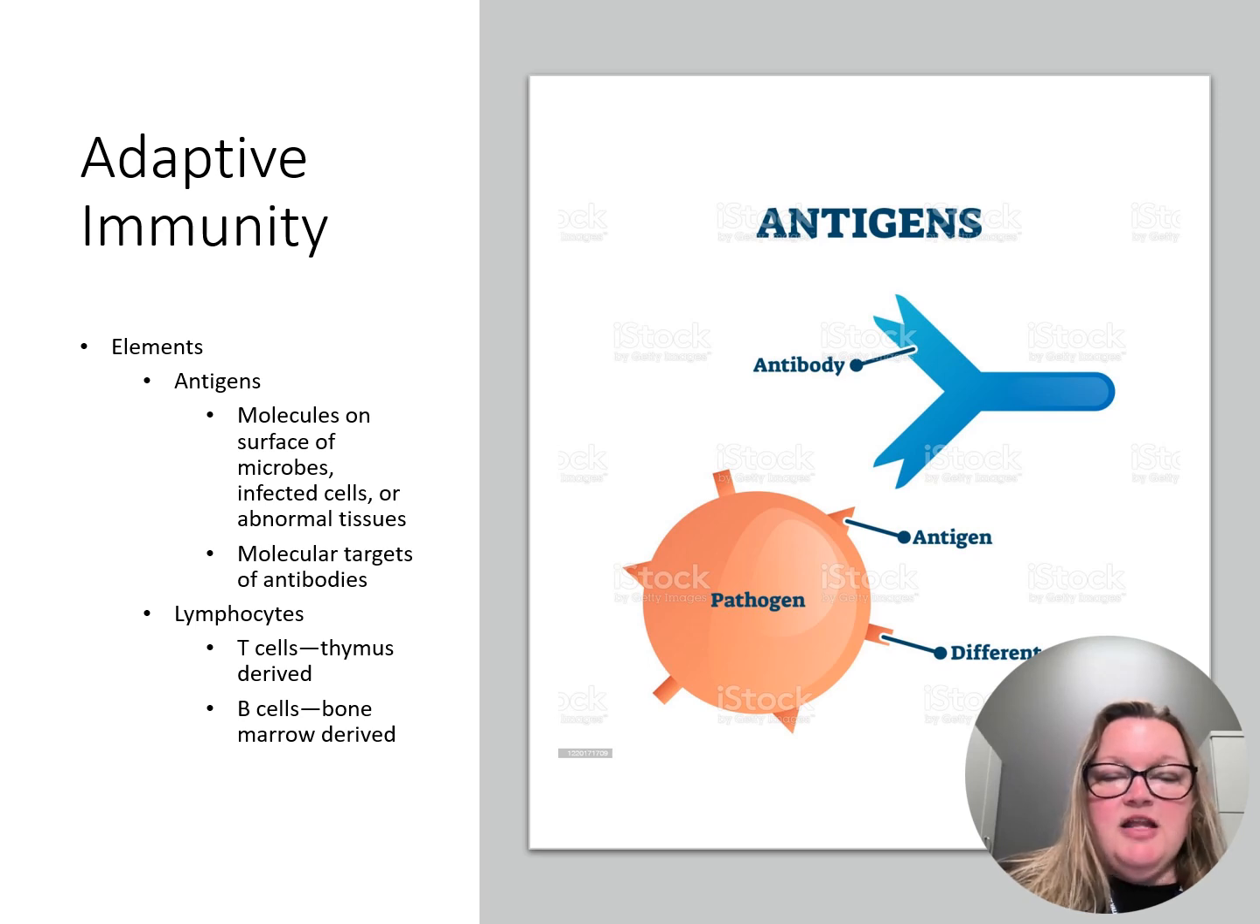So let's look at the elements of adaptive immunity. First, we have antigens. These are the targets of the adaptive immunity heroes, which are antibodies and lymphocytes. Antigens are small molecules that travel with proteins, carbohydrates, or lipids. They're found on the surface of microbes, in infected cells, or on abnormal tissues.